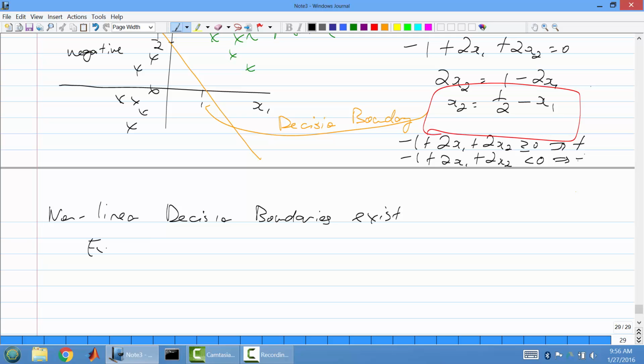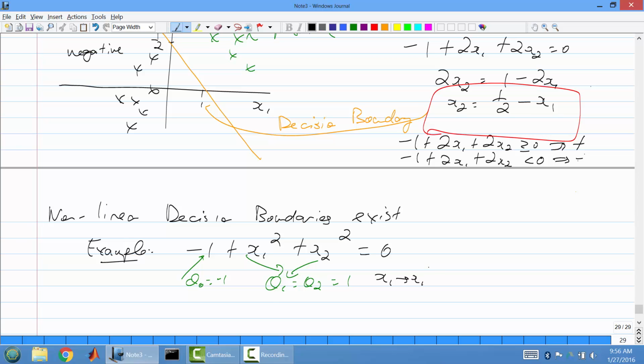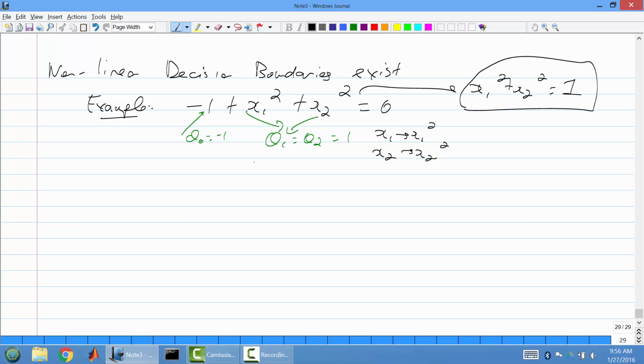Let's say you had minus 1 plus. Let's say we had this instead, okay? In this case, theta 0 is minus 1, I'm sorry. And then both of these guys, theta 1 and theta 2, are both 1. And then we're going to apply a nonlinear transformation. So x1 gets mapped, it just becomes squared. In this case, you're going to get x1 squared plus x2 squared equals 1. Okay, so this actually maps to a circle. So it kind of looks like this.